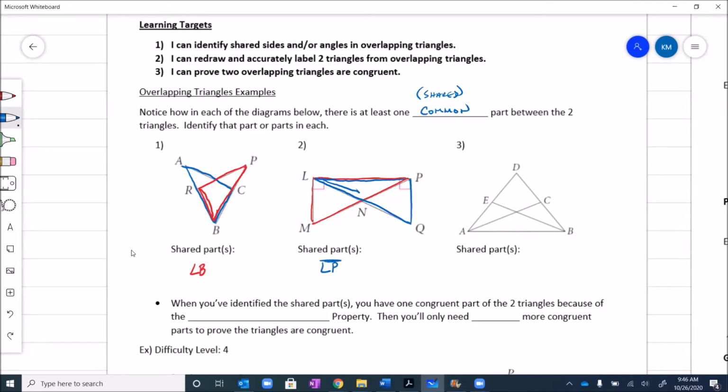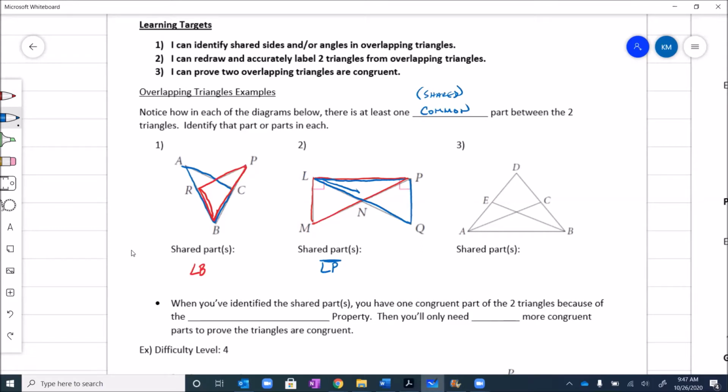Okay, and as you look here, you might say, oh, angle L and angle P, they are congruent, but they're not overlapping, and they're not the shared part. Okay, so there's a difference between being congruent and being shared. Just make sure there's no others. Okay, it's not.